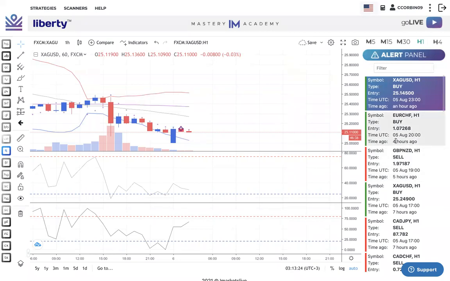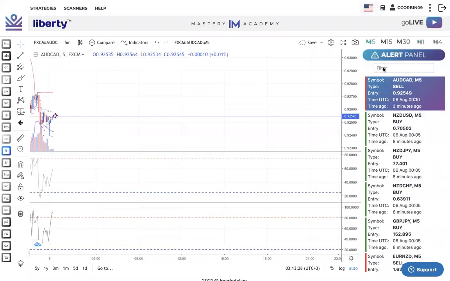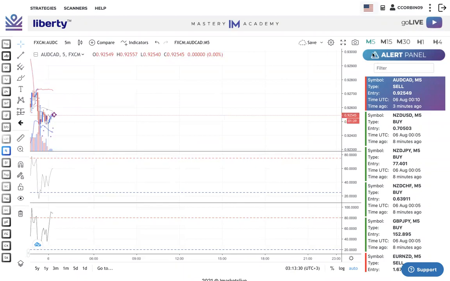On the right panel, and this is something that I rarely ever use, but this is the alert panel, and the alert panel actually sends you trade ideas as well. If you're going to use the alert panel, you can change it to the time frame, which is M5. You can see if any trade ideas came out in the last 5 minutes that maybe you could take. So we see that AUD CAD was going for a sell about 3 minutes ago.